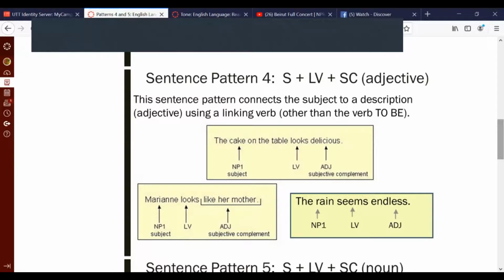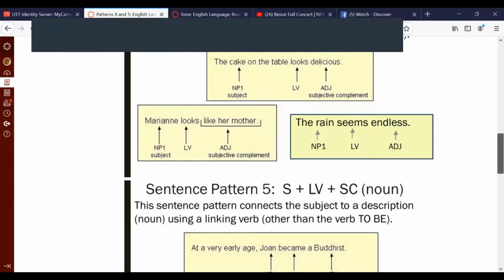So the cake on the table looks delicious. So we're not saying the cake has eyes and it can look at something. The cake resembles, the cake is a picture of deliciousness, right? So this looks is not the active verb of looking with your eyes. It's resembling or portraying or looking like or being similar to, right? So Marianne looks like her mother. And this would be a different sentence if we said Marianne looks at her mother. So here we are comparing Marianne and her mother. She resembles her mother.